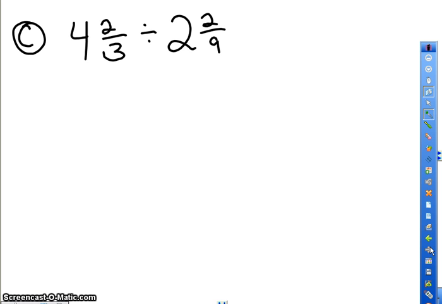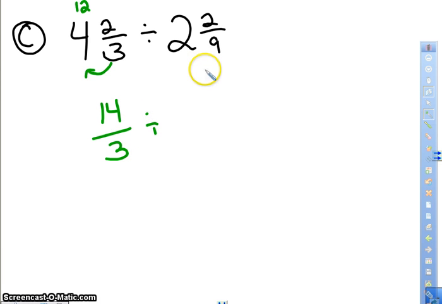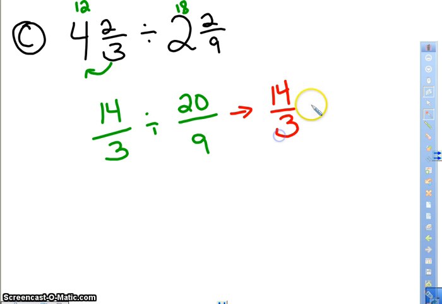And our last one. Okay, same process. We're going to change our mixed numbers into improper fractions. So 4 times 3 is 12. 12 plus 2 is 14. So I have 14 thirds, divided by 9 times 2 is 18. 18 plus 2 is 20. So I have 20 ninths. Okay, notice I didn't change it to multiplication yet because I've not flipped anything. So now I'm going to get 14 thirds times 9 20ths.